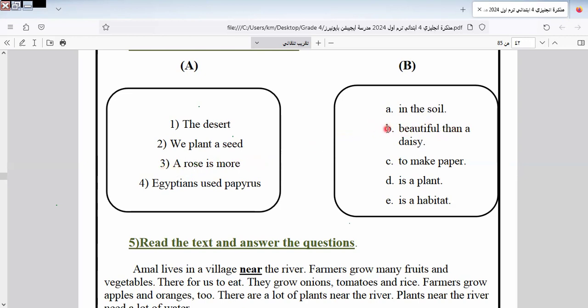So I select number 3 by number B. Egyptians use papyrus. Papyrus what? Use papyrus to make paper, as we know. Egyptians use papyrus to make paper. So I select number 4 by number C.